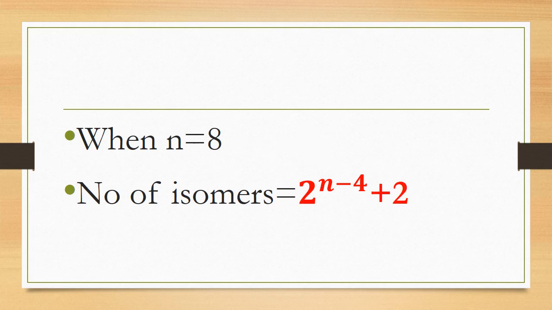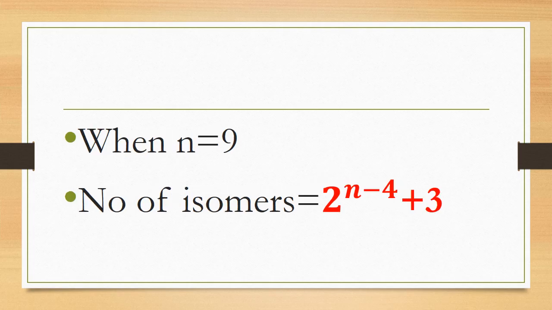Now when the number of carbon atoms is 8, the formula for finding the number of isomers is 2^(n-4) + 1. When the number of carbon atoms is 9, the formula for finding the number of isomers is 2^(n-4) + 3.